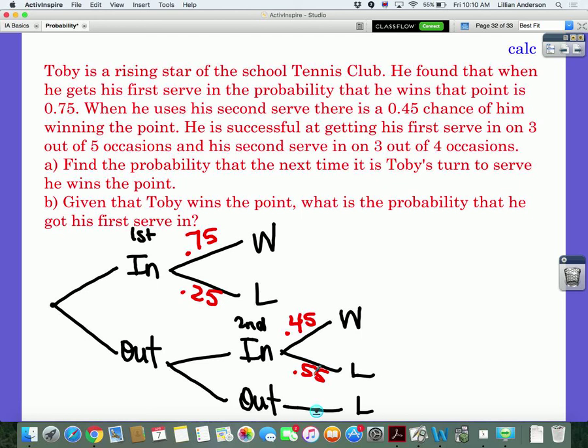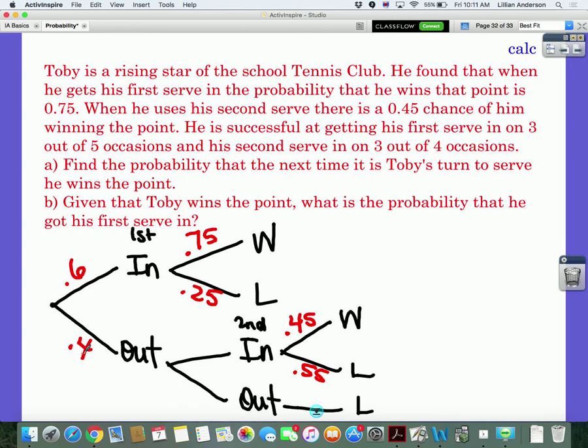Now he's successful at getting his first serve in 3 out of 5 occasions. So where would that go? On the first branch, going in, because it says on his first serve. So here's first serve, gets it in 3 out of 5. We can put 3/5, or since we're working with decimals and it's a calculator problem anyway, that's 0.6, which means he gets it out 0.4. So he's almost at like 50-50 when he steps up to serve.